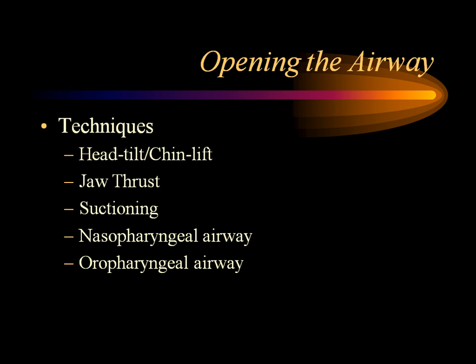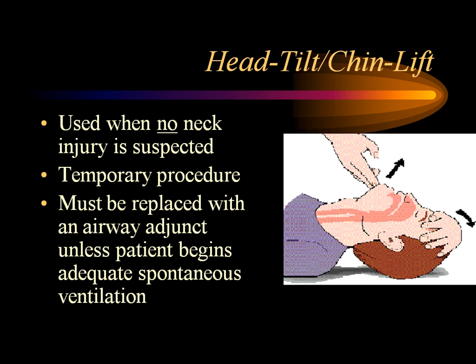All right, so let's talk about opening the airway. What are some of the techniques that we can use to open the airway? We're going to talk about each one of these. The first one is the head tilt chin lift, the jaw thrust, suctioning. When we talk about suctioning, how does that open an airway? It gets all the junk out of the way. That's right. Get all the big chunks. A nasal pharyngeal airway, we'll talk about what that is, and we'll talk about an oral pharyngeal airway. Those two items are adjuncts to open an airway. Okay? All right.